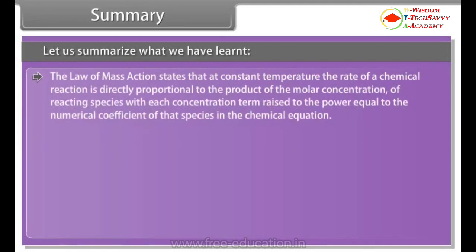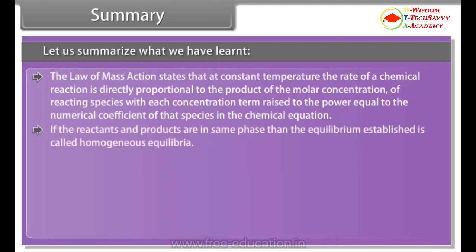The law of mass action states that at constant temperature, the rate of a chemical reaction is directly proportional to the product of the molar concentration of reacting species, with each concentration term raised to the power equal to the numerical coefficient of that species in the chemical equation.